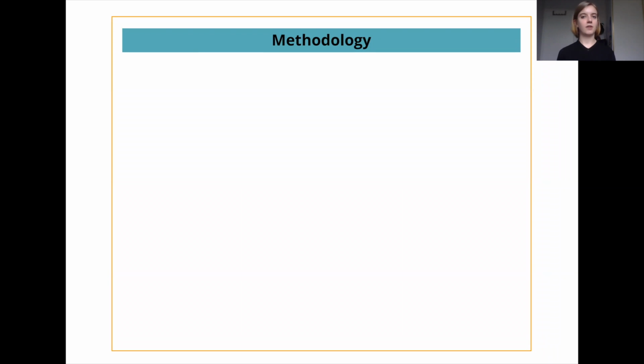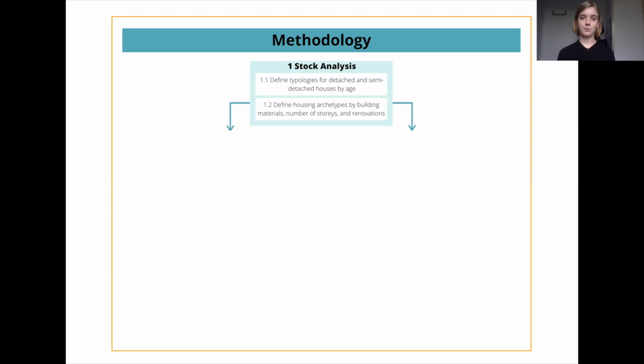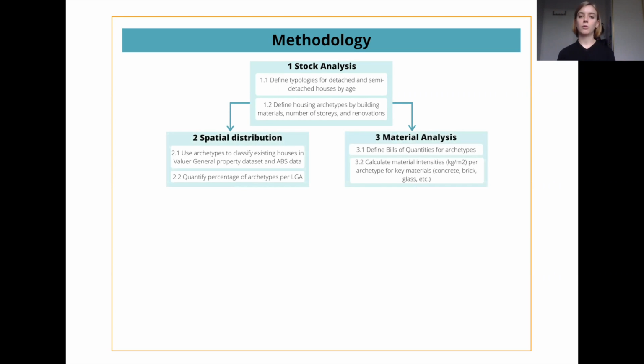To achieve this, we developed the following methodology. We began by defining a set of archetypes which typify housing in Melbourne. Using existing data, we then quantified how many of these archetypes can be found in each local government area. Combining this with the total amount of materials per house, we were able to estimate the total amount of key construction materials at an LGA level. We then mapped the data using GIS, which Tamara and Jaya will explain shortly.